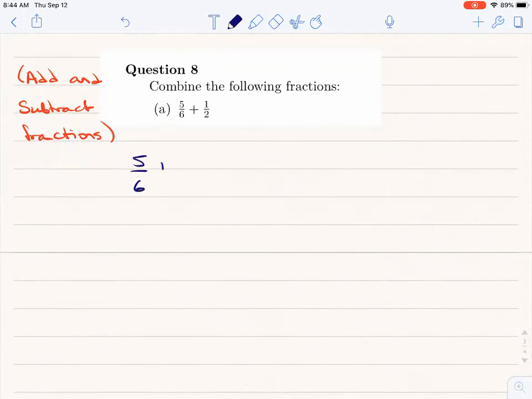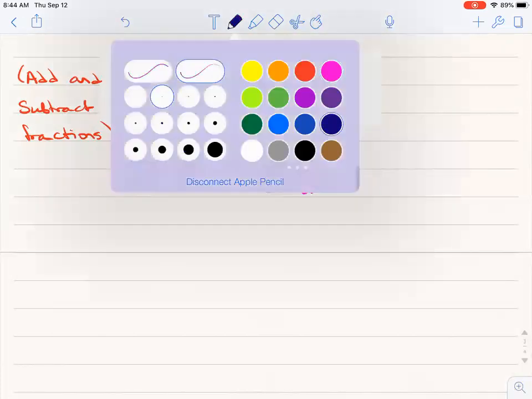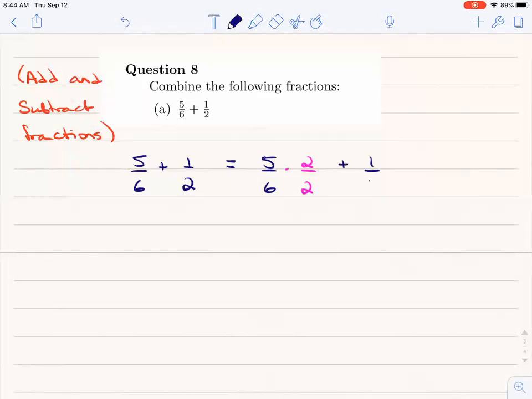So 5 over 6, I'm just going to rewrite it, plus 1 over 2 is the same as 5 over 6, and then I'll use a different color here, times 2 over 2 plus 1 over 2 times 6 over 6. Multiplying fractions, you just multiply across. So 5 times 2, 6 times 2, and that's how we get that 12. 1 times 6 over 2 times 6.